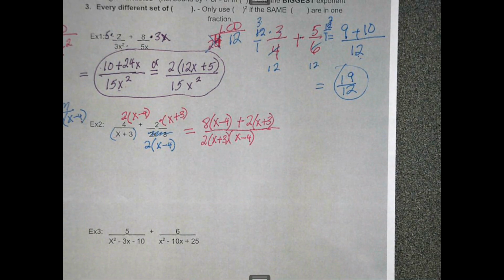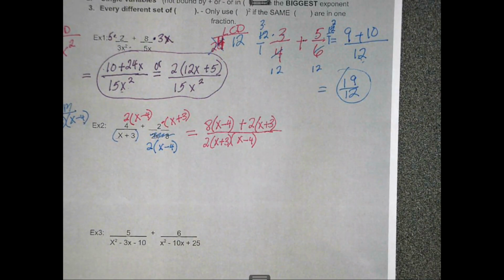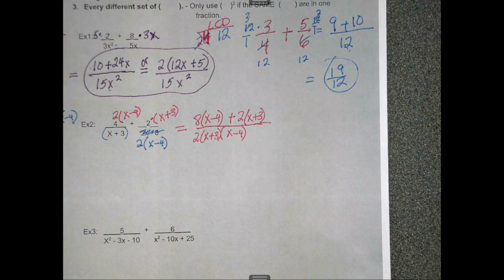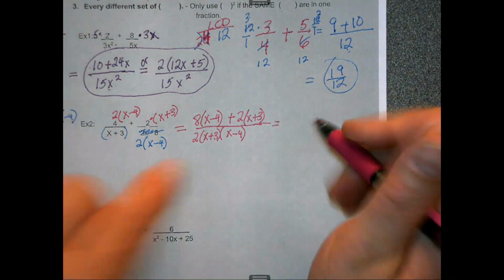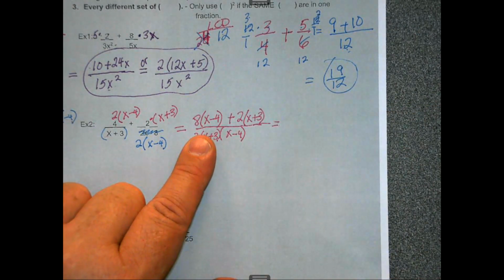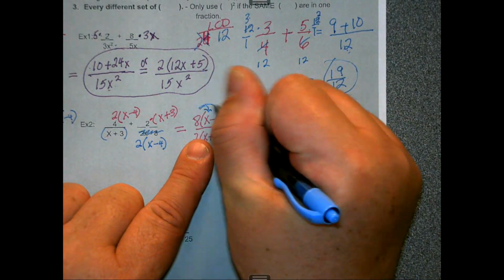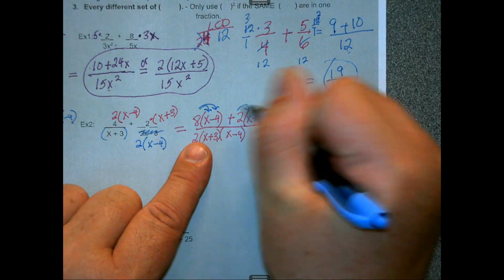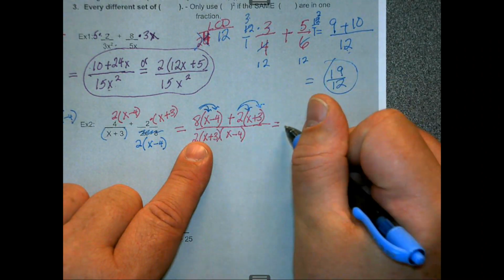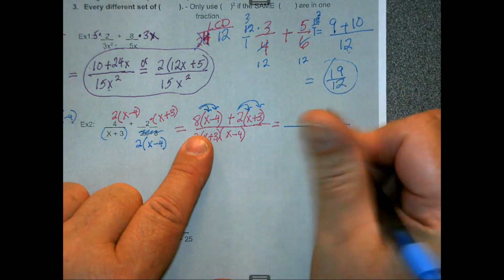Now, if you feel like you want to be a risk taker, you could leave your answer like that, and hopefully it won't simplify any further. But that wouldn't be a wise decision. So I'm going to go ahead and multiply everything out, combine like terms, and see if anything cancels. And take a chance, roll the dice.